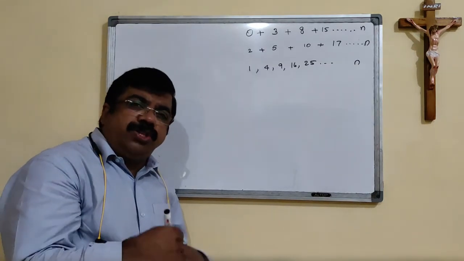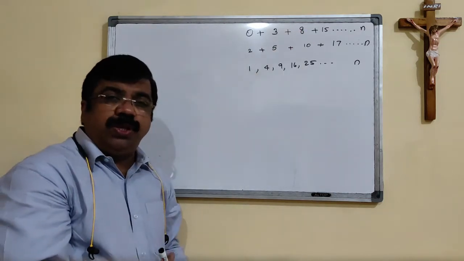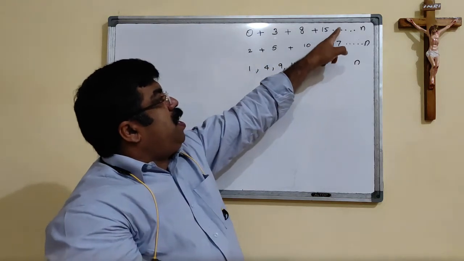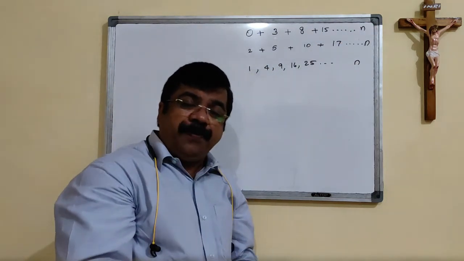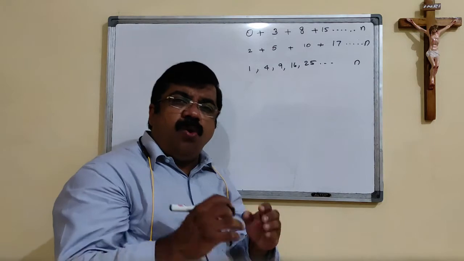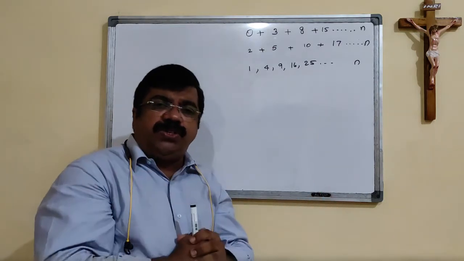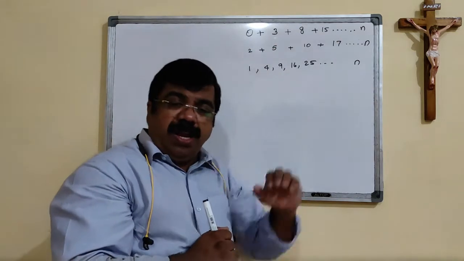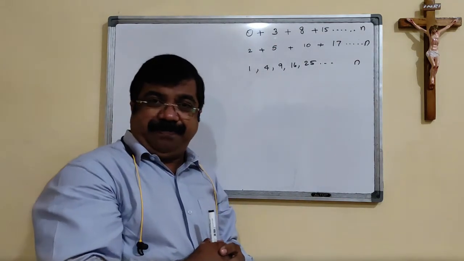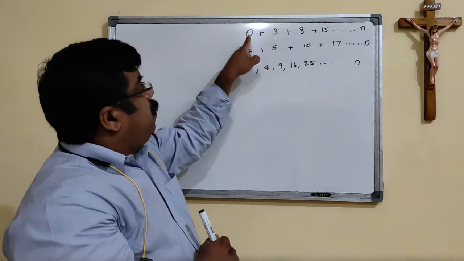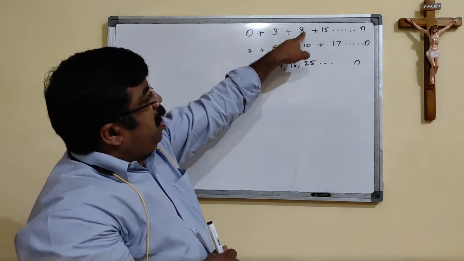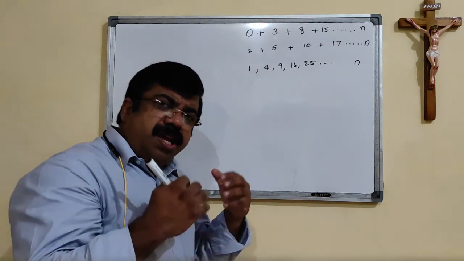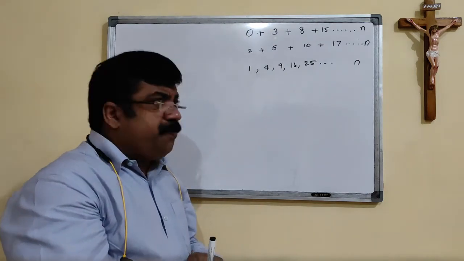Okay, now let's see another series. 0 plus 3 plus 8 plus 15 etc. up to n. Now, when such a series is given to you, you have to find out the relationship between those numbers. See, 0, 3, 8, 15. Is there any relation between these numbers?